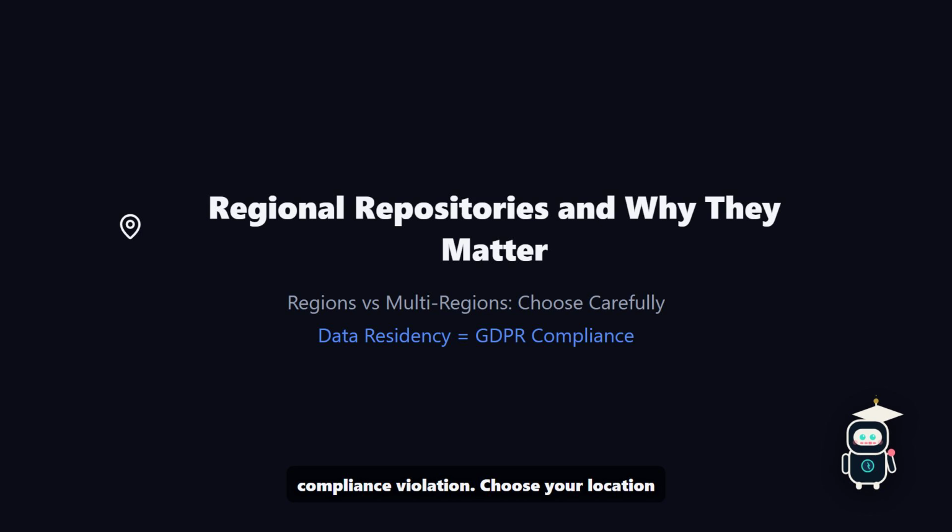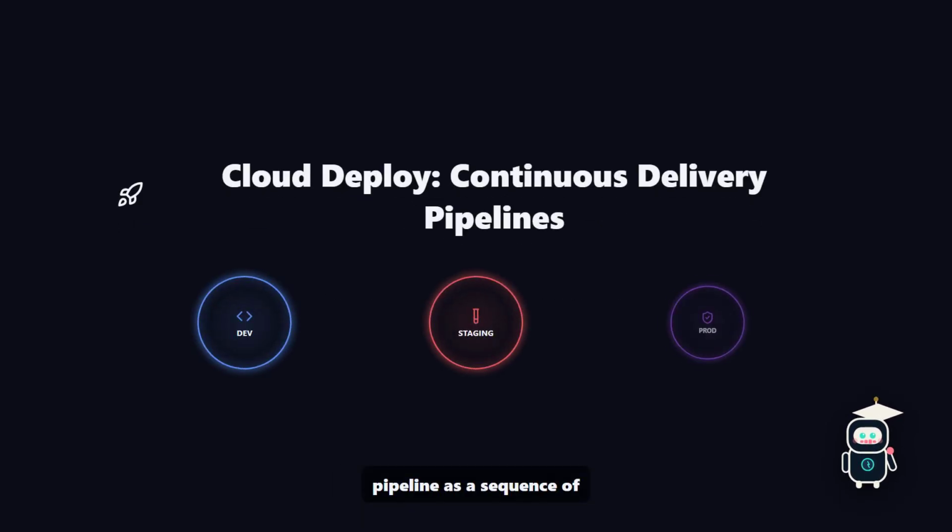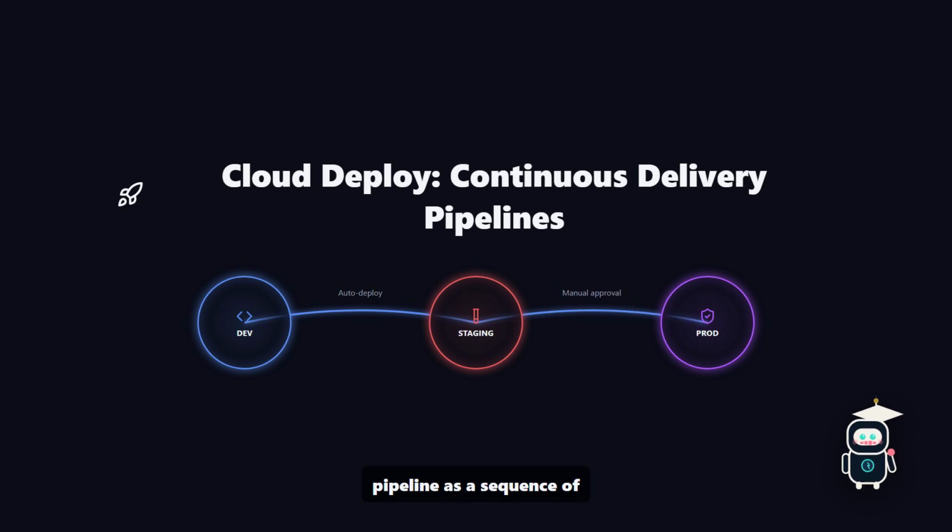Choose your location carefully. Cloud Deploy defines a delivery pipeline as a sequence of target environments.